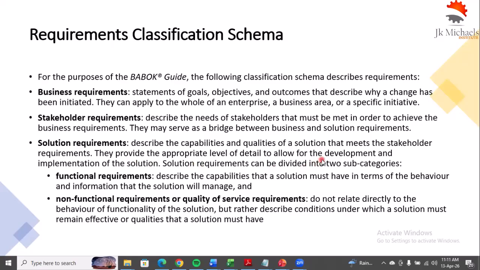Solution requirements can be divided into two subcategories. Remember we said the solution requirement will describe both capabilities and qualities. So we have capabilities, and that refers to functional requirements, and then we have qualities, and that reflects non-functional requirements. Now, let's deal with them one after the other. The two types of solution requirements. We have functional requirements, which are the capabilities that a solution will have, the behavior it should be able to carry out, and the information it should manage.